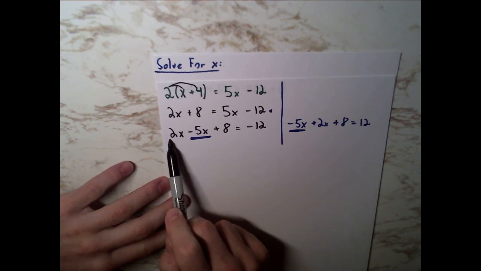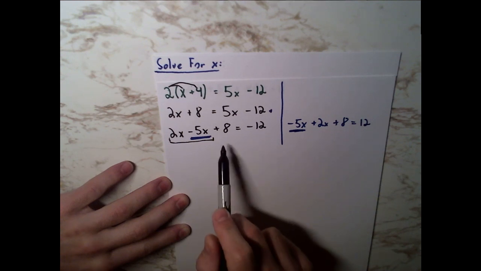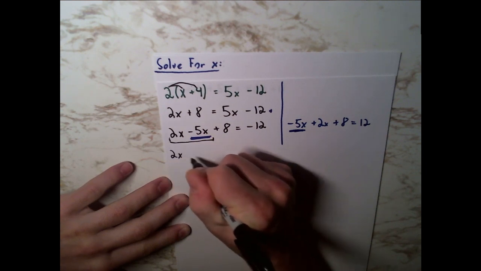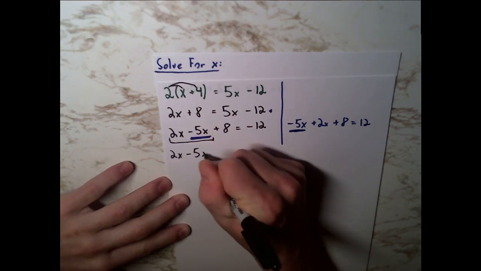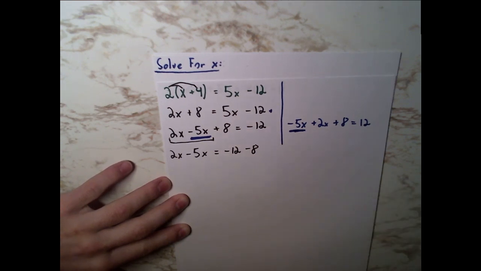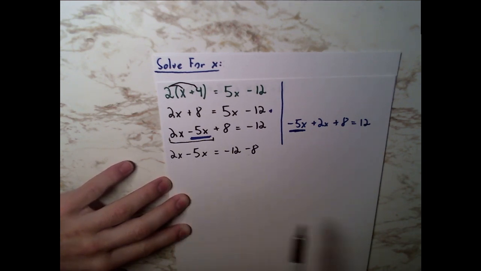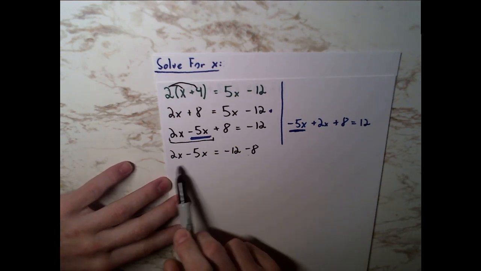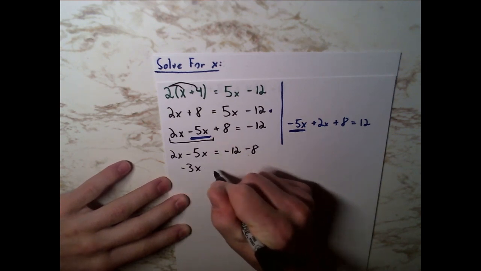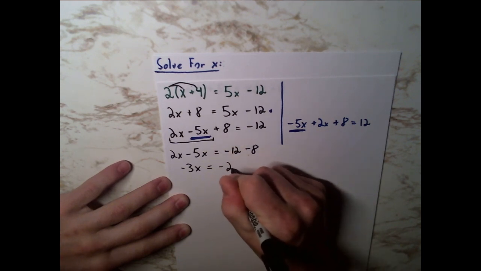So we have all of our x's on the same side right here, but we have a non-x term over here still. So I'm going to subtract that 8 from both sides also. So we have 2x minus 5x equals negative 12 minus 8. So now we're looking pretty good. We have all of our x terms on one side, all of our non-x terms on the other. So I'm going to combine this. 2x minus 5x gives us negative 3x, and that's equal to negative 20.